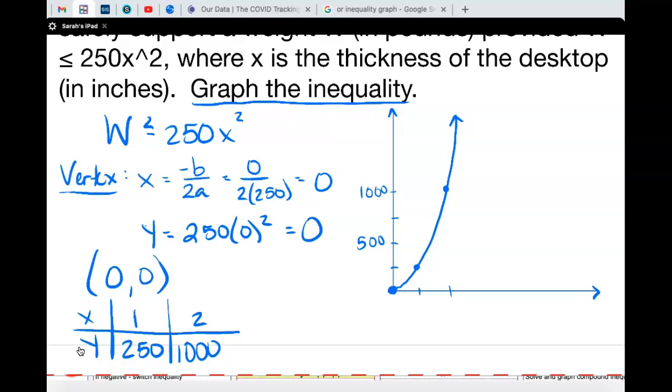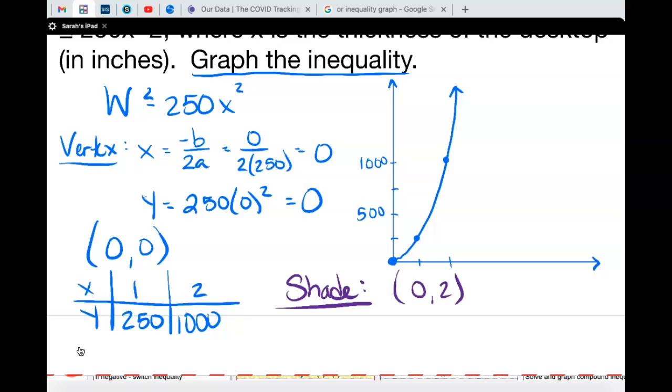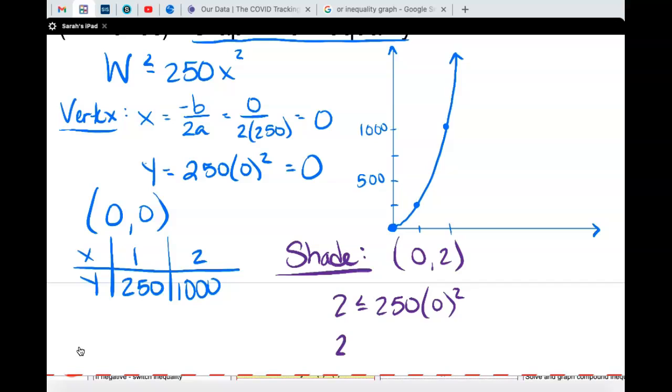Can we do 0, 2? Okay. Yeah, we can't use 0, 0 because that's our vertex. 0, 2 is doable. So this is 2 less than or equal to 250 times 0 squared. 2 is not less than or equal to 0.